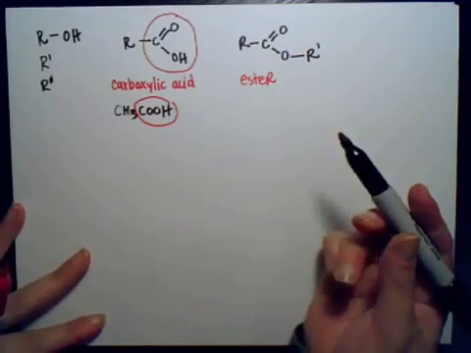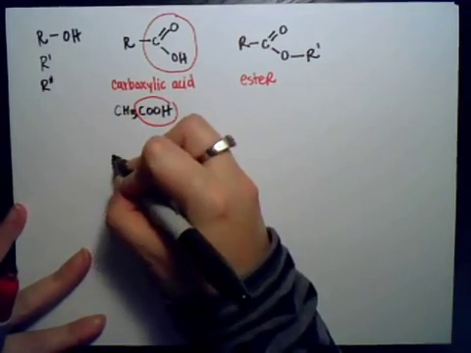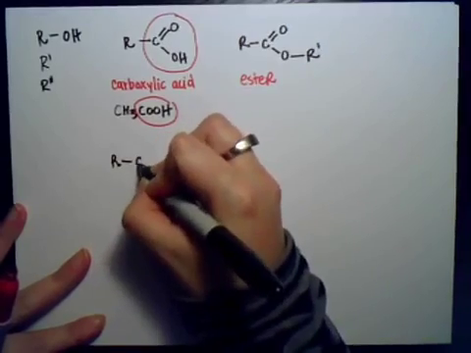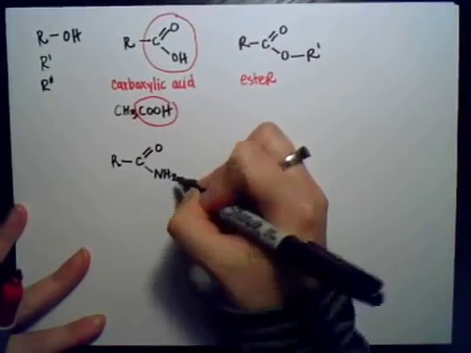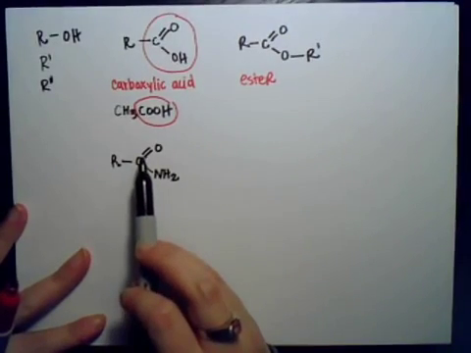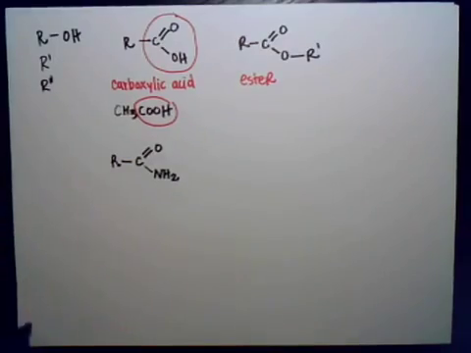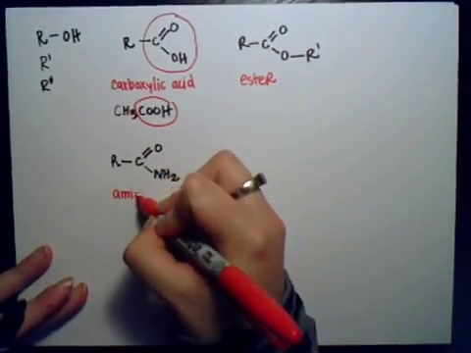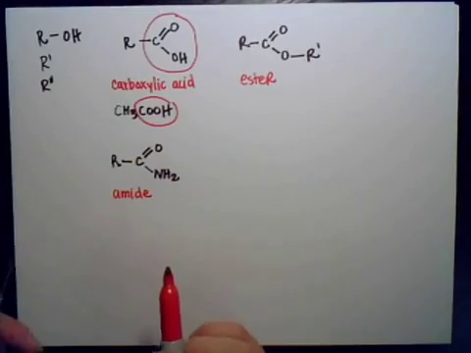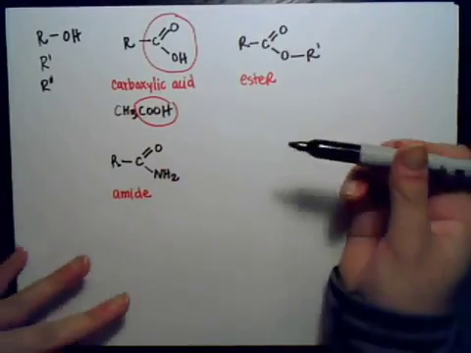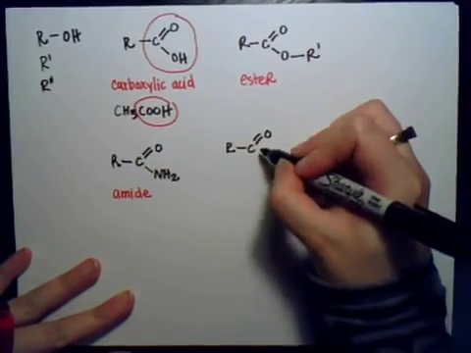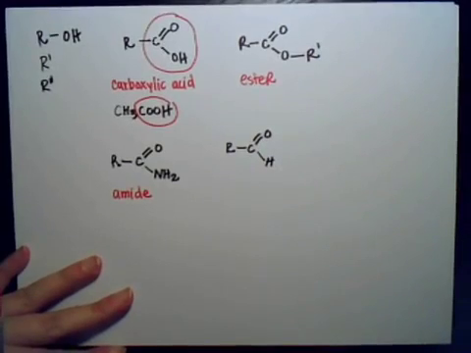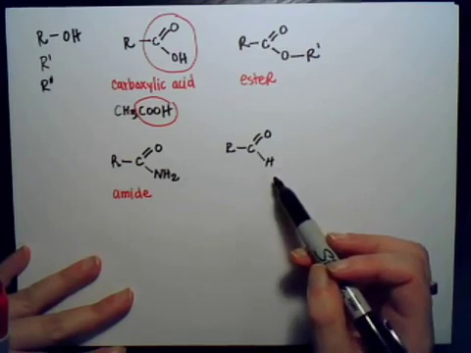Okay. Amide groups. You'll have a nitrogen and a double bonded O. So this is an amide group. Aldehyde has this functional group on it.